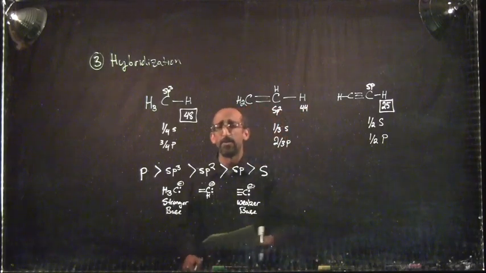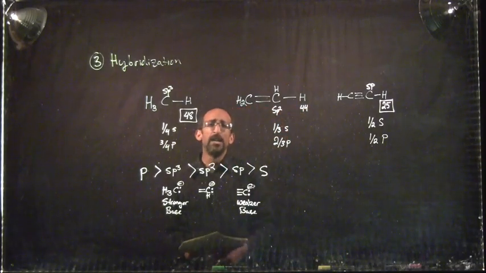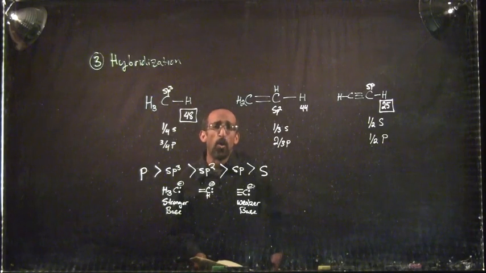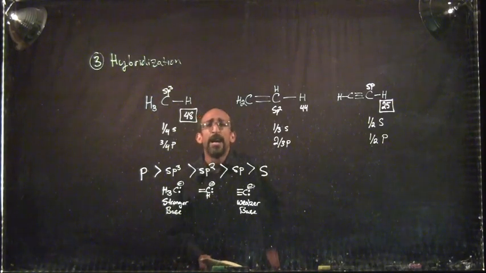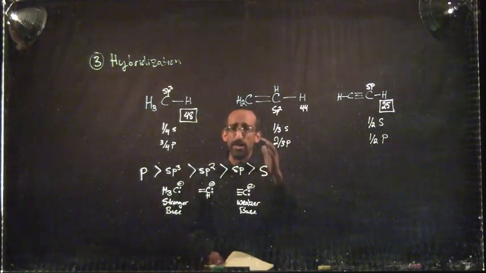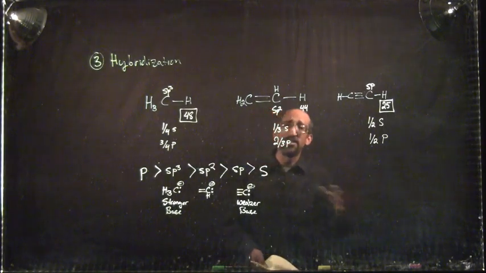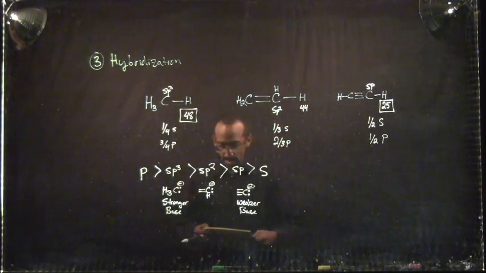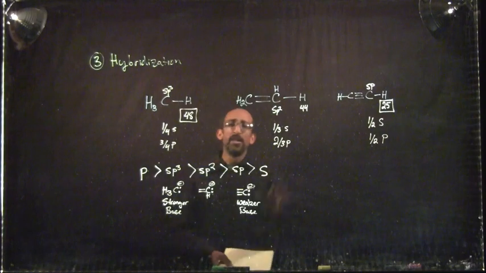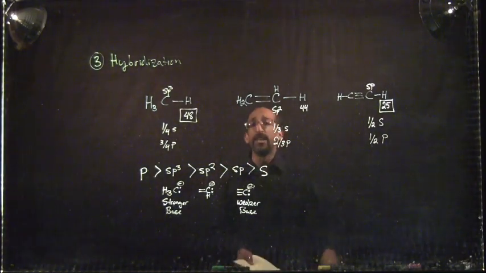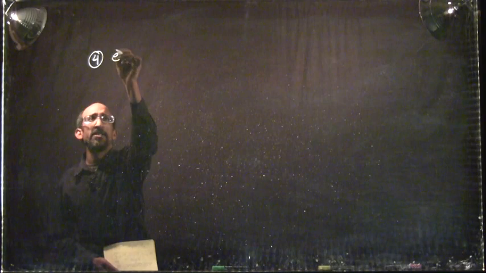And you can apply this similarly to nitrogen-based acids or oxygen-based acids. Anytime we have hybridization changes, we're going to be able to see this same type of pattern. All right, so the next factor we need to look at is electron delocalization. So our fourth factor, electron delocalization.